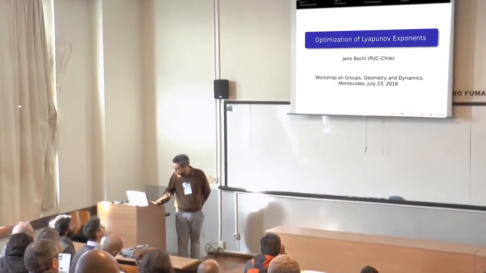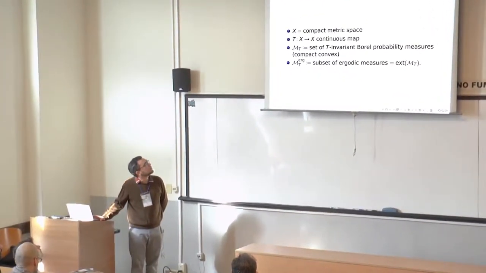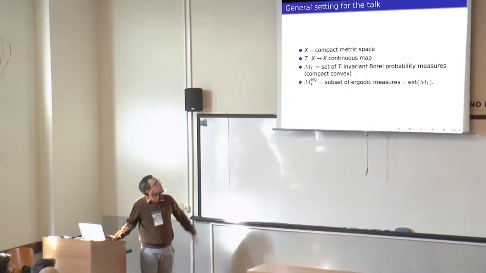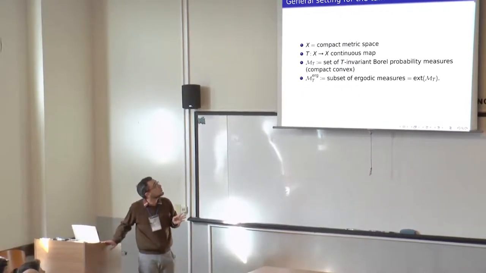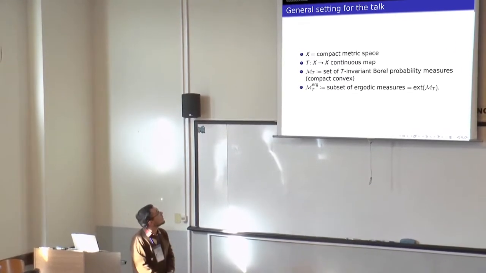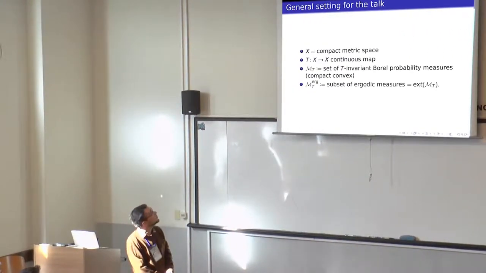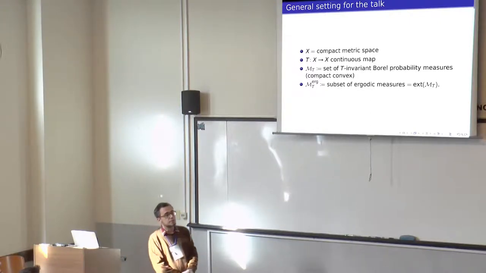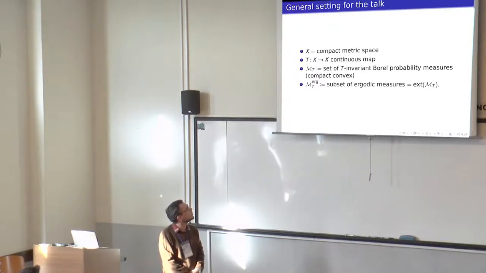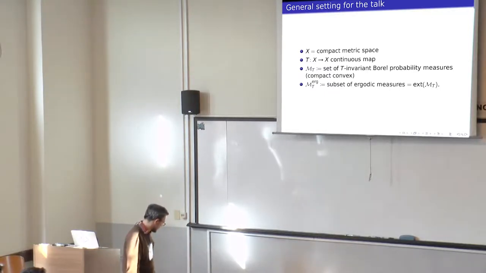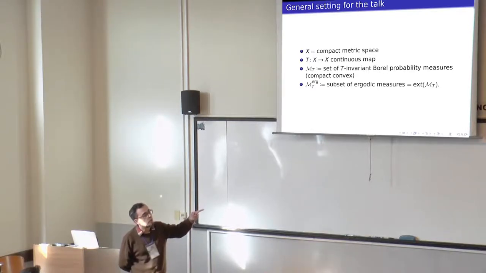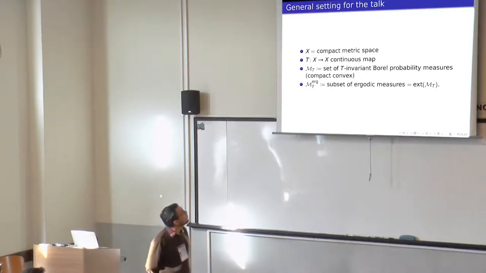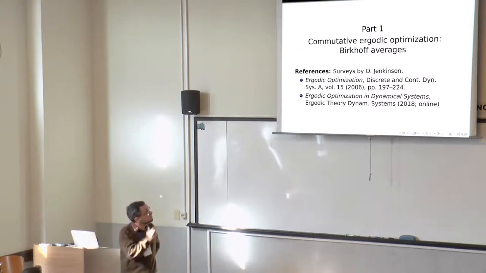Just fix some extremely basic notation. I always work with a dynamics T acting on a compact metric space, and this dynamics will be at least continuous. And we'll work a lot with the space of invariant probability measures, which is a compact and convex set, topologized with the usual weak star topology. And the subset of ergodic measures is, as you know, the set of extremal points of this compact convex set.